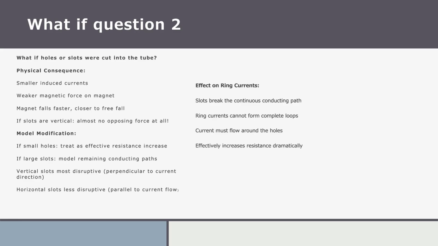What if holes or slots were cut into the tubes? Well, think of some of the consequences. Smaller induced currents, weaker magnetic force, so the magnet falls faster, closer to a free fall. Then the effect on the ring currents would be that the slots break the continuous conducting path, and ring currents cannot form complete loops, and current must flow around the holes. So effectively, it increases resistance dramatically.